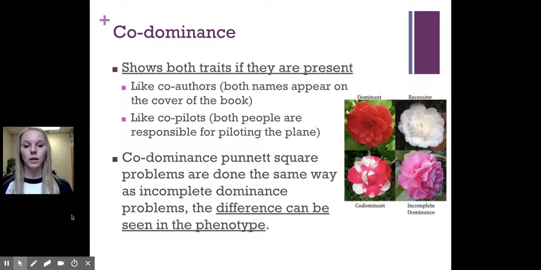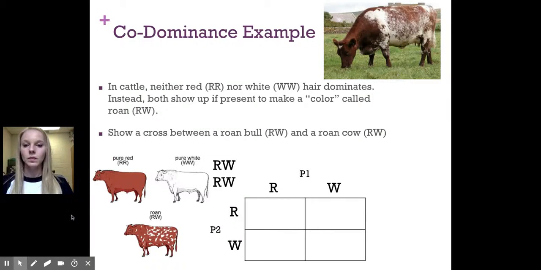The dominant would be a red flower versus a white flower. In a co-dominant relationship, we see both red and white. In an incomplete dominant relationship, we see a blend of the two and we get pink. Your second keyword is dominance. Let's do our example of co-dominance.